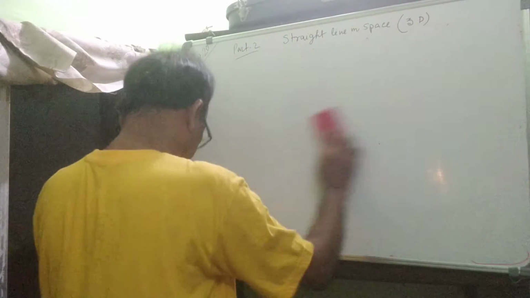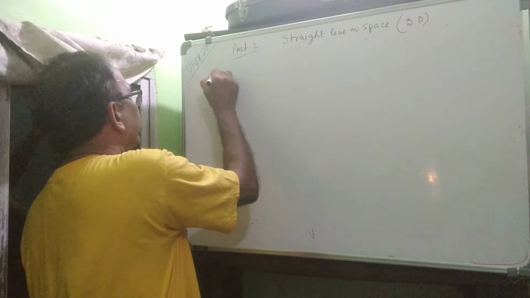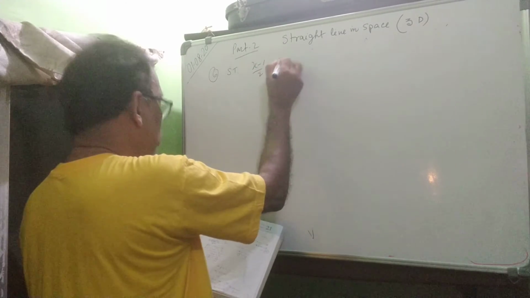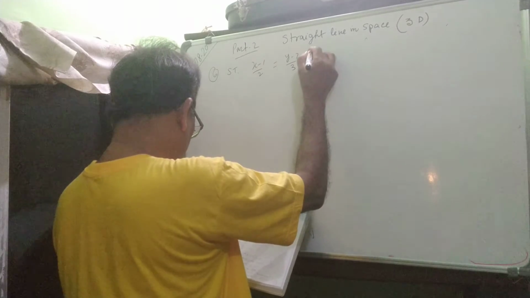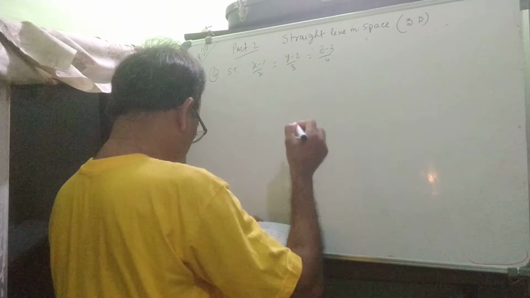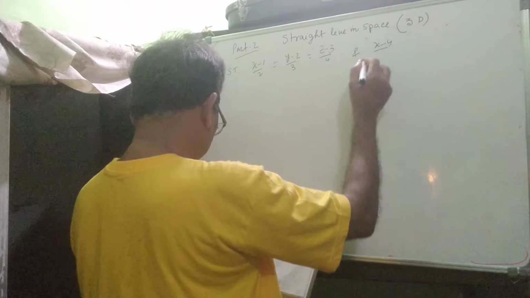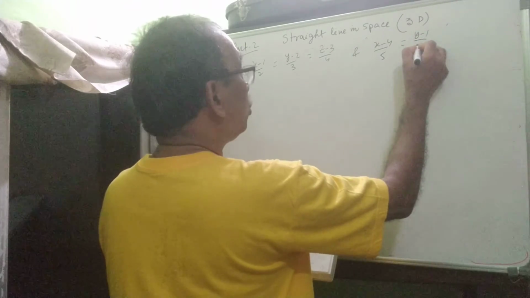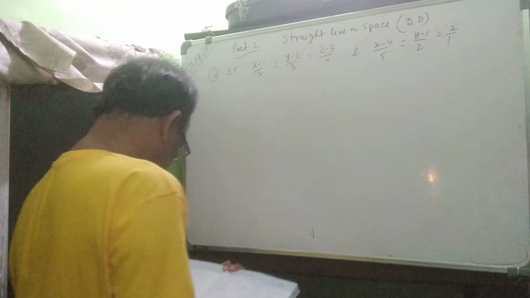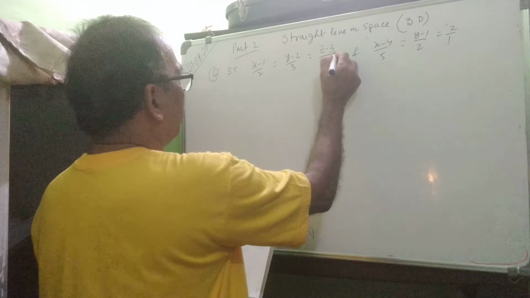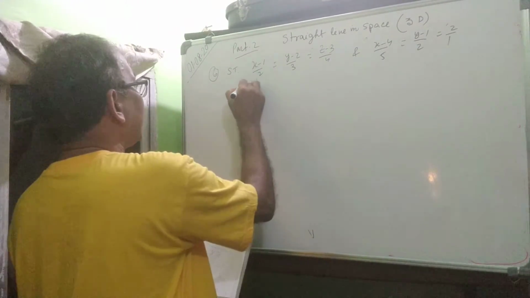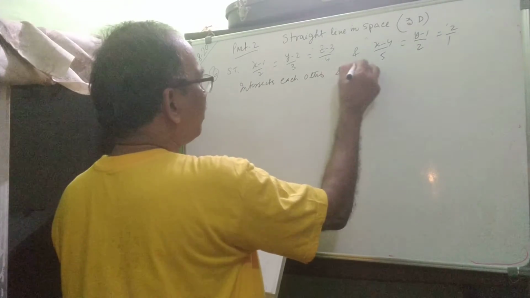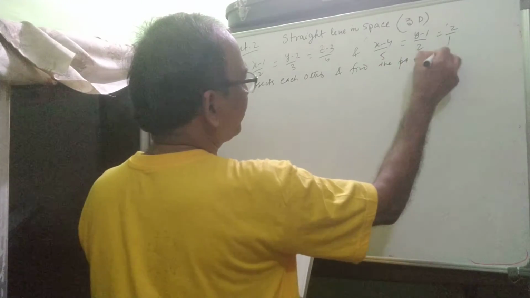Sum number 6. Show that (x minus 1)/2 equals (y minus 2)/3 equals (z minus 3)/4 and (x minus 4)/5 equals (y minus 1)/2 equals z/1. Show that the two lines intersect each other and find the point of intersection.